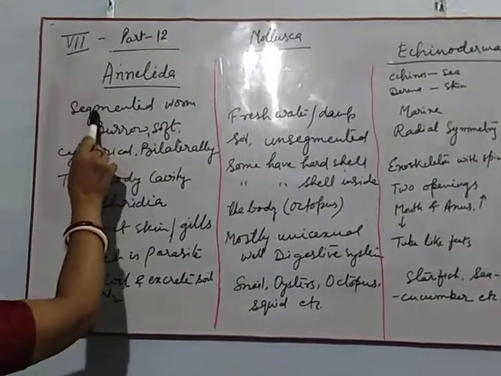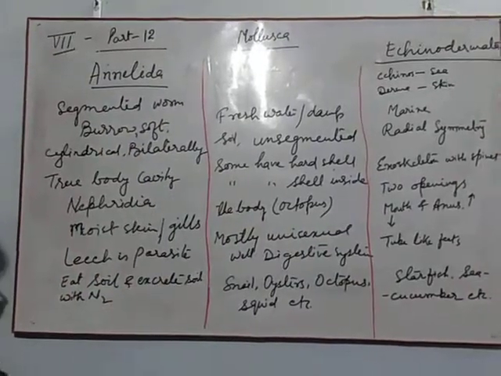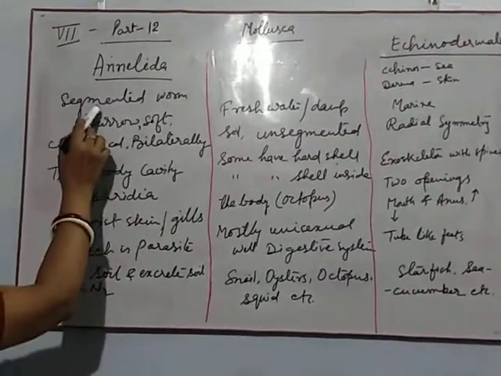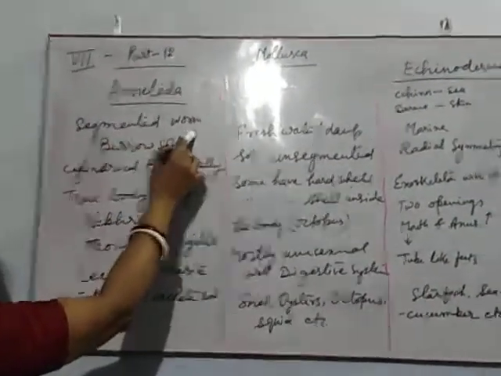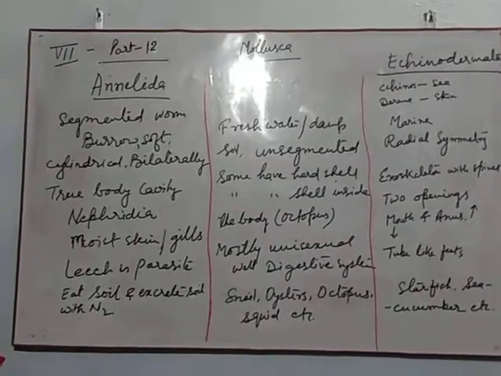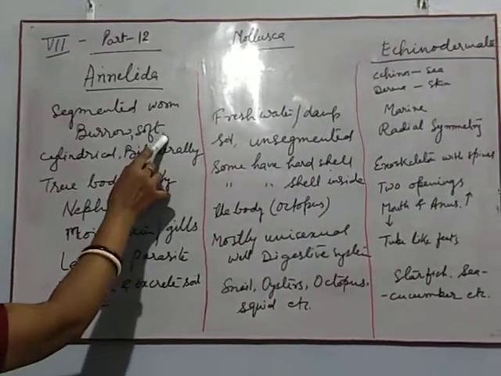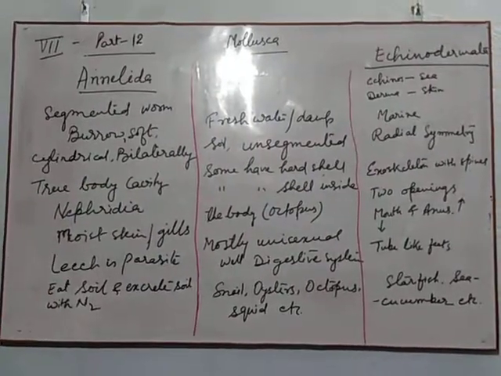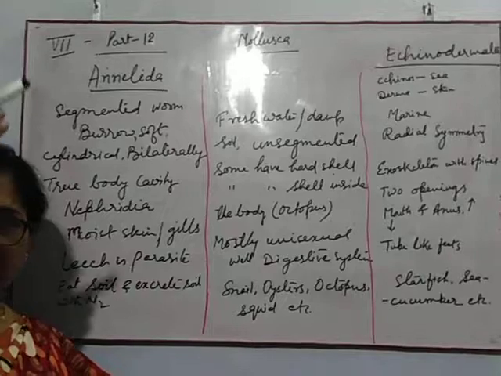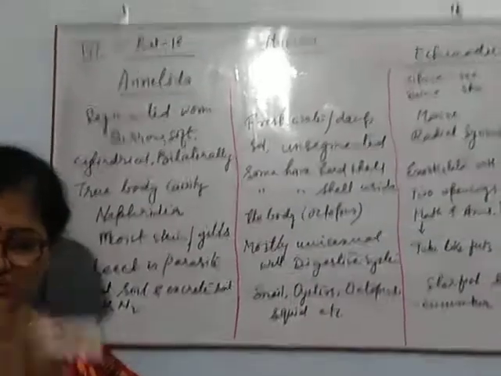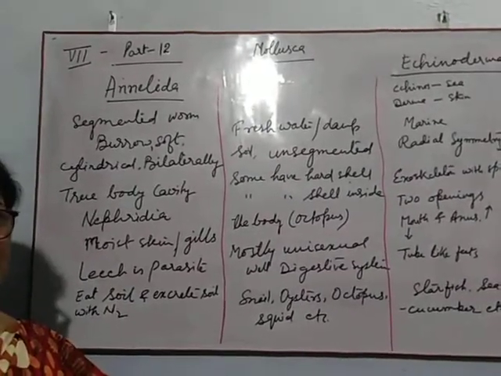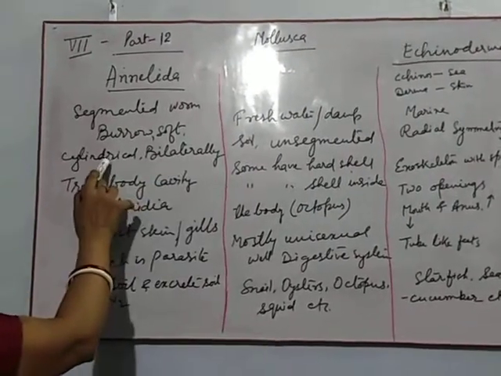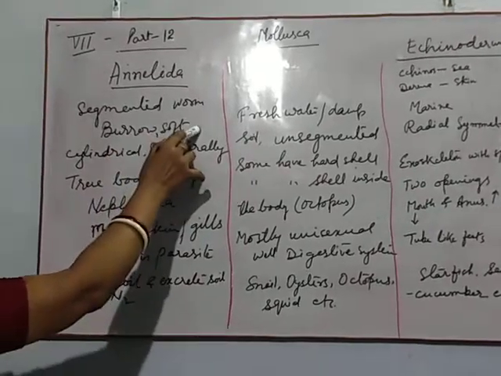First, they have a segmented body. You have seen the earthworm has round rings on its body, so they have another name, segmented worm. Next point. They have a soft, cylindrical and bilaterally symmetrical body. Bilaterally symmetrical means when the body is cut through the axis, it will be divided into two equal halves, right and left. Cylindrical means pipe-shaped, and the body is soft.